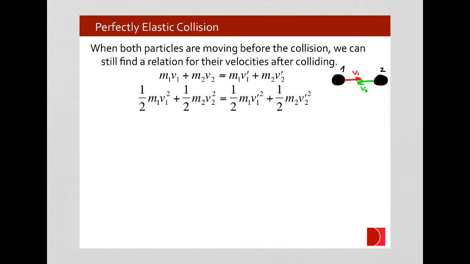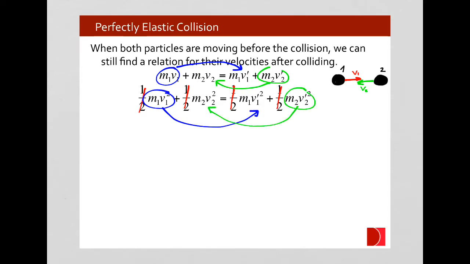Again, because we're assuming a perfectly elastic collision, the total kinetic energy after the collision equals the total kinetic energy before. As before as well, we'll start by throwing out the factors of 1/2. They just get in the way in this situation, and we'll approach this a little bit differently. What we're going to do is move all of the velocities for object 1 over to one side. We're going to move all of the velocities for object 2 over to the other side.